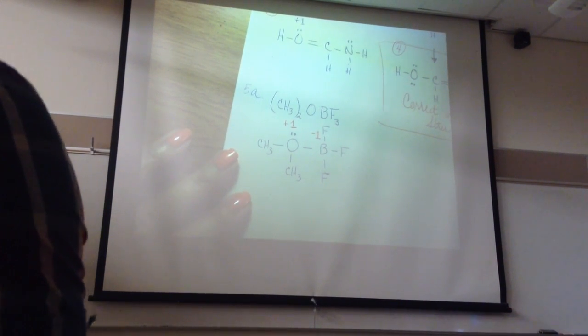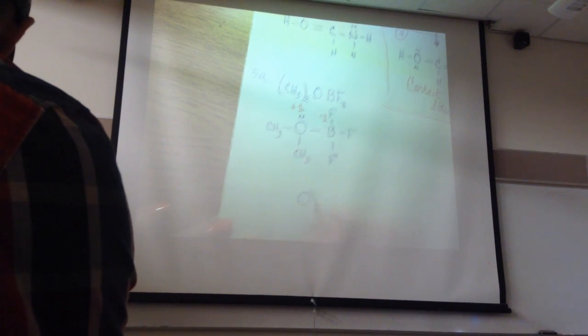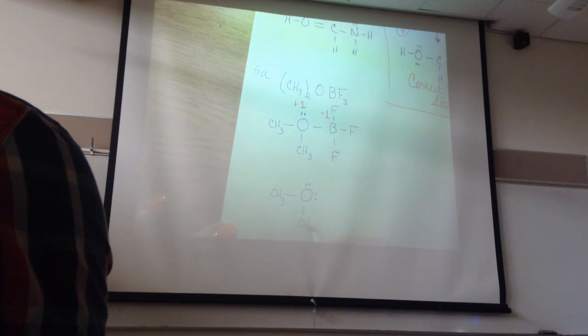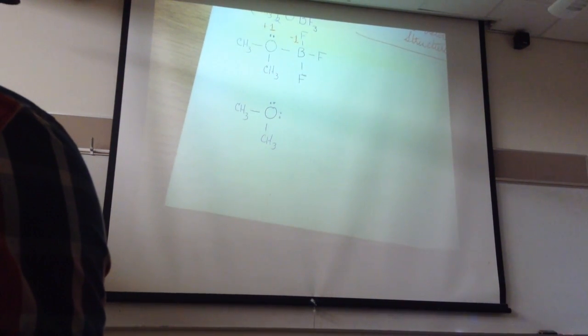Oxygen started out like this, with a dot dot and a dot dot and a CH3 and a CH3, and this is bent. And boron really started out like this.